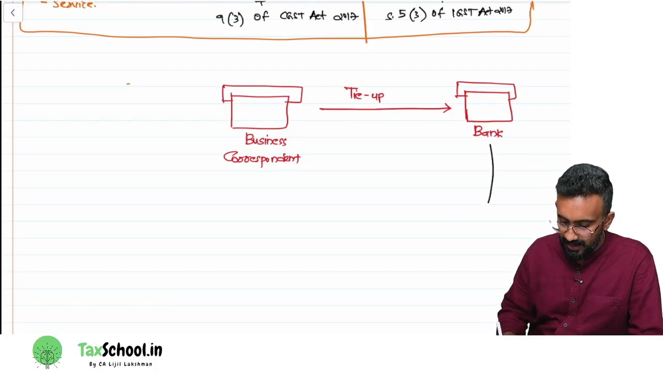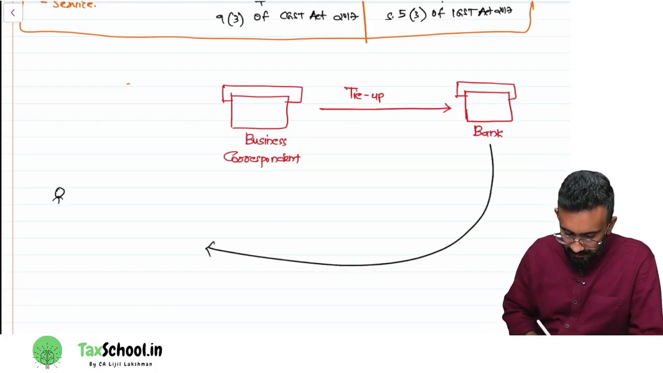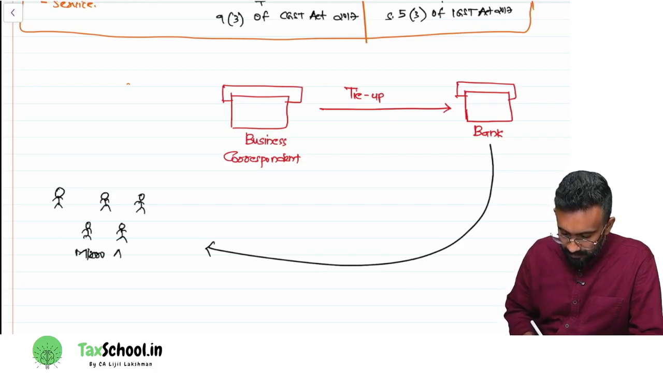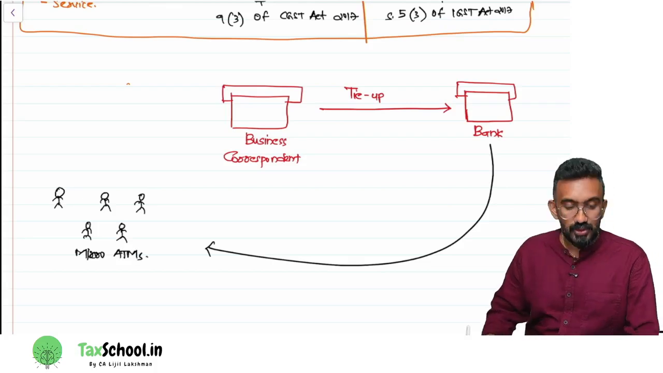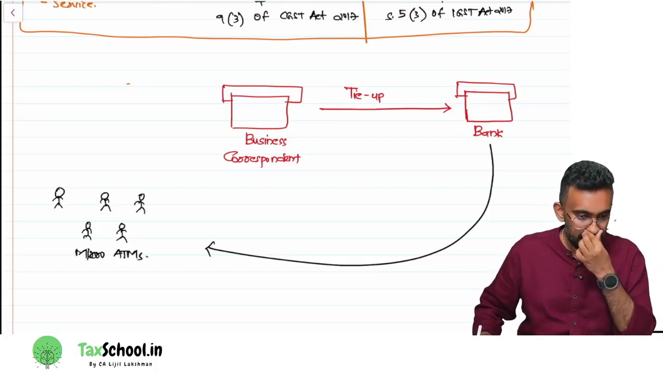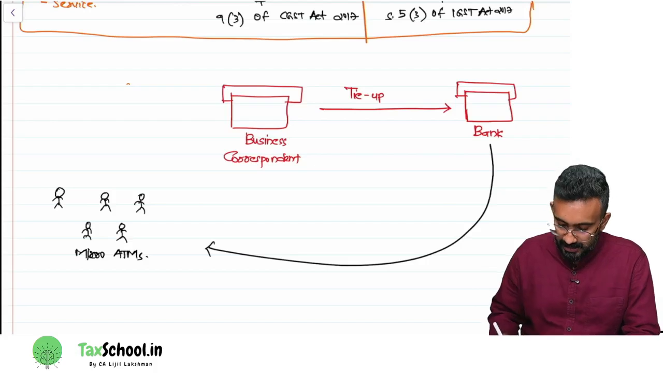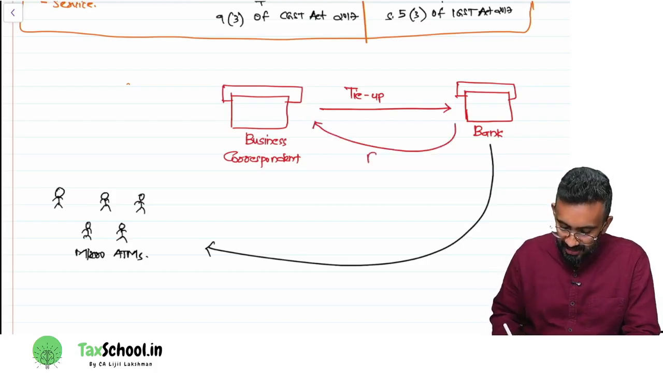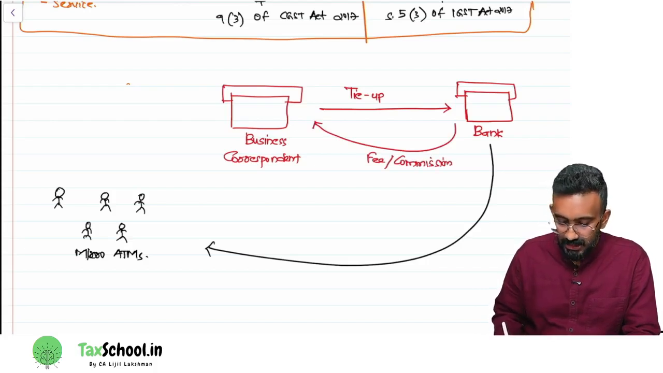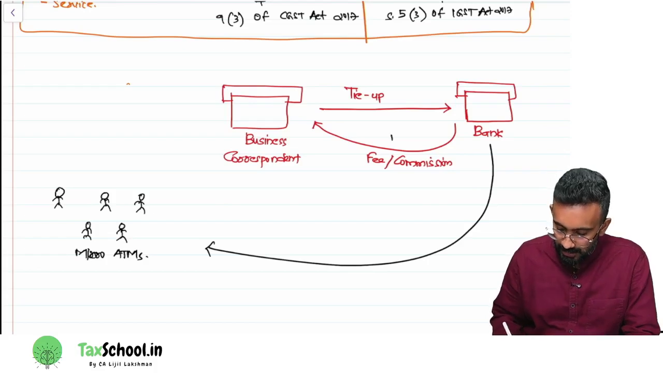They say, hey bank, if you have a tie-up with us, we have a lot of agents. All of these people have something called micro ATMs. These people have micro ATMs. So all these micro ATMs can be used by the customers of the bank. What is the benefit for the business correspondent? The bank will pay a fee or a commission based on the transaction. Is it taxable or not taxable? This is transaction number 1. Is it taxable? Yes, it is taxable.